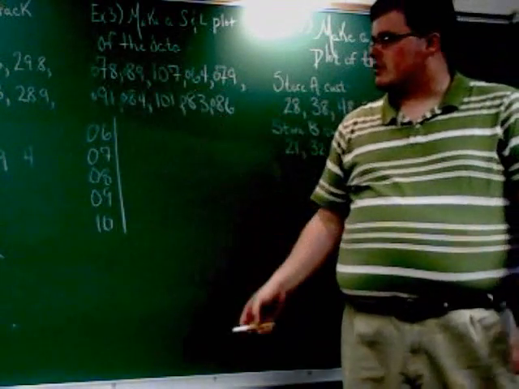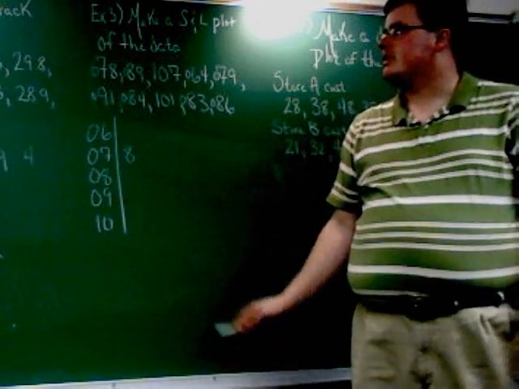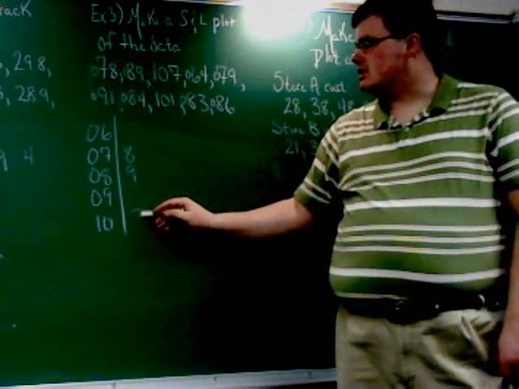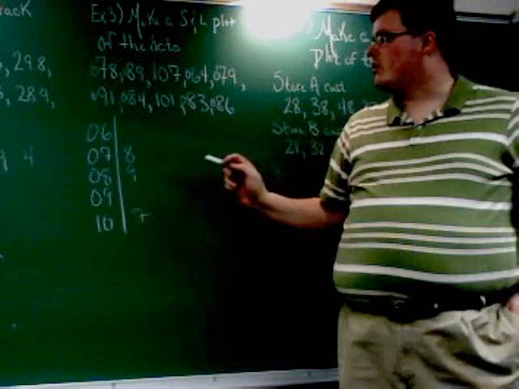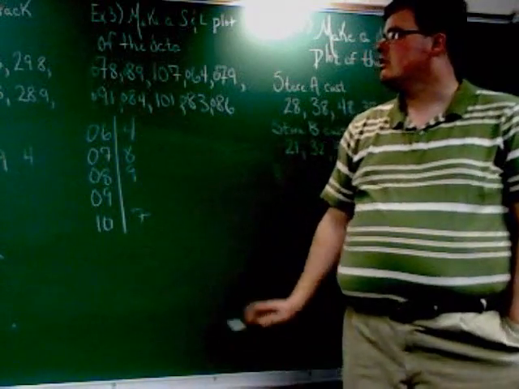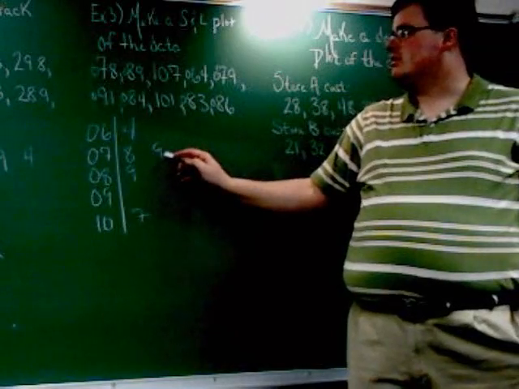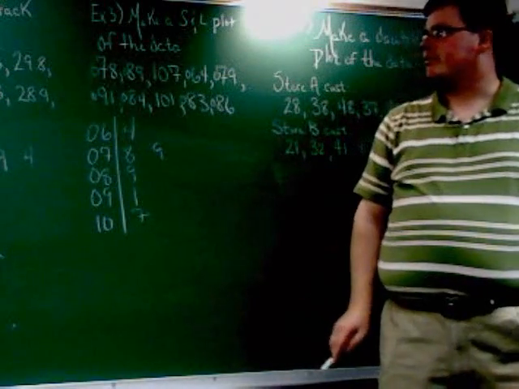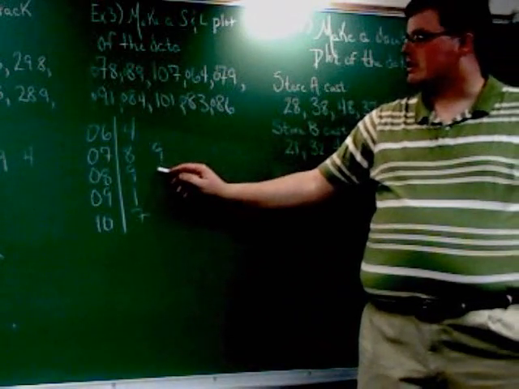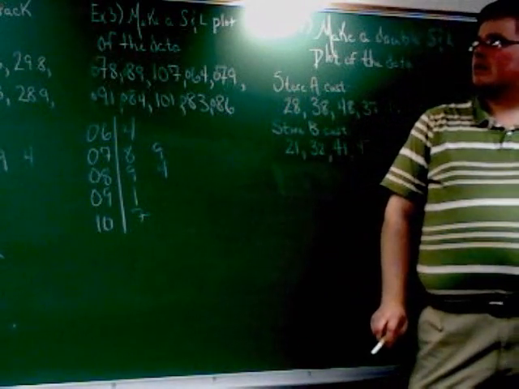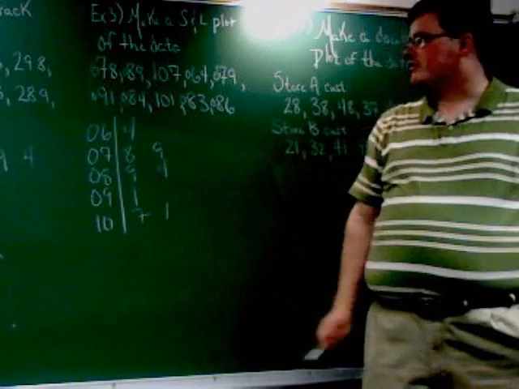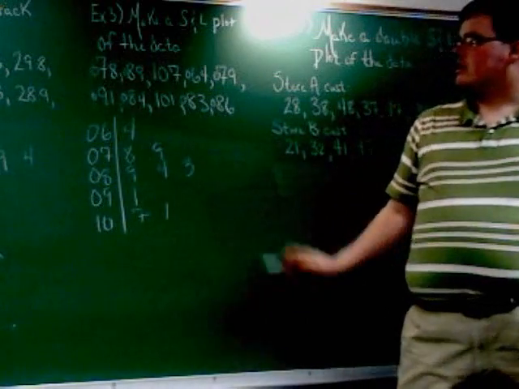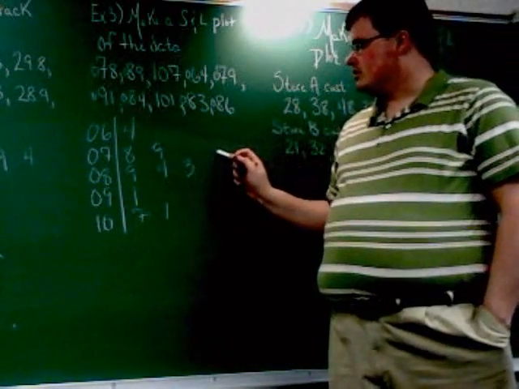So 078 or 78, so next to 07 goes the 8. 089, next to 08 goes the 9. 107, next to 10 goes the 7. 064, next to 06 goes the 4. 079, next to 07 goes the 9. 091, next to 09 goes the 1. 084, next to 08 goes the 4. 101, next to 10 goes the 1. 083, next to 08 goes the 3. 086, next to 08 goes the 6.